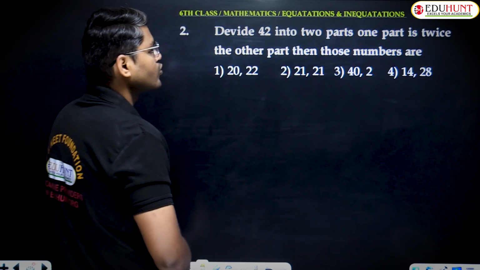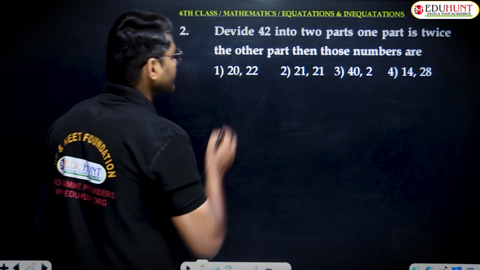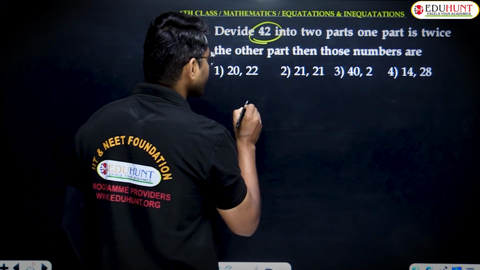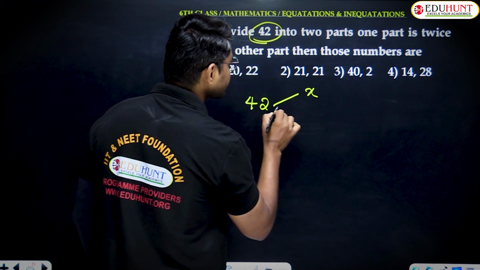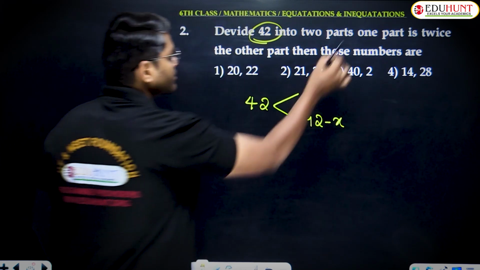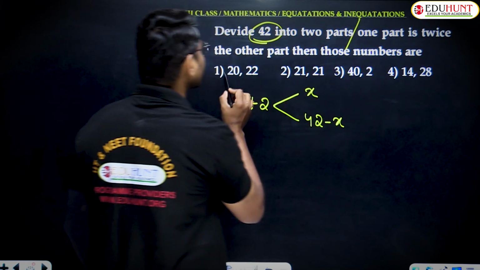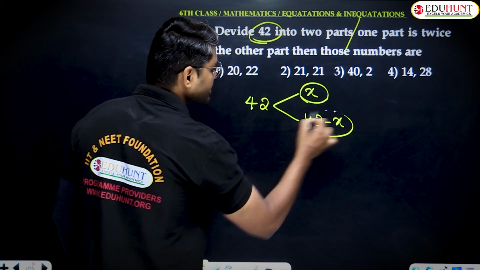Divide 42 into two parts. One part is twice the other part. Then those numbers are. 42 should be divided into two parts. Let one part be x. Remaining part will be 42 minus x. One part is twice the other. One part is this one. Another part is this one.